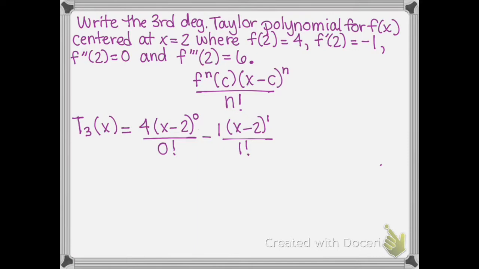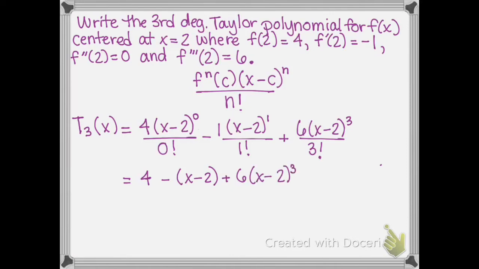The next term has a coefficient of 0, so we don't even need to write that term. And our last term is going to be 6, x minus c to the third power over 3 factorial. So this is a correct way to write the answer. We could simplify it if we wish. That first term would just become 4 minus the quantity x minus 2, plus 6, x minus 2 cubed over 3 factorial. So 6 is equal to 3 factorial, so those could cancel if you wish, but you don't need to. You can leave it as is.